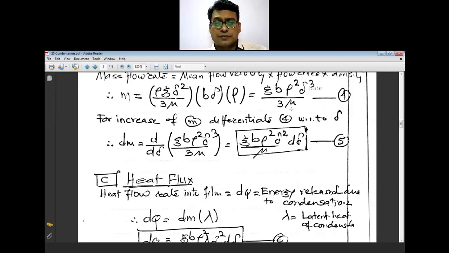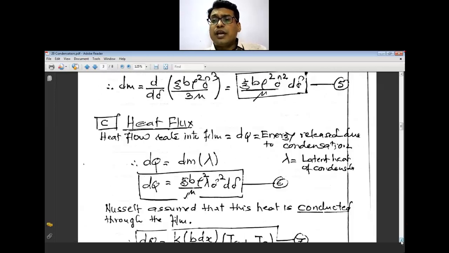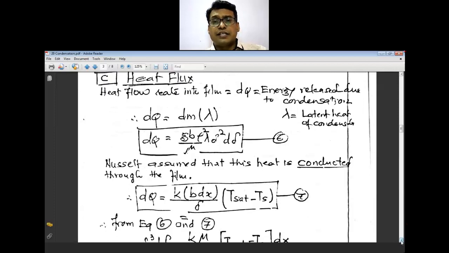Then the heat flow rate into the film is equal to the energy released due to the condensation, that means the latent heat that is released. The amount of latent heat released by the condensing vapor is m lambda. We are considering a small volume, and that is why dm into lambda, and this has to be equated with the dq.